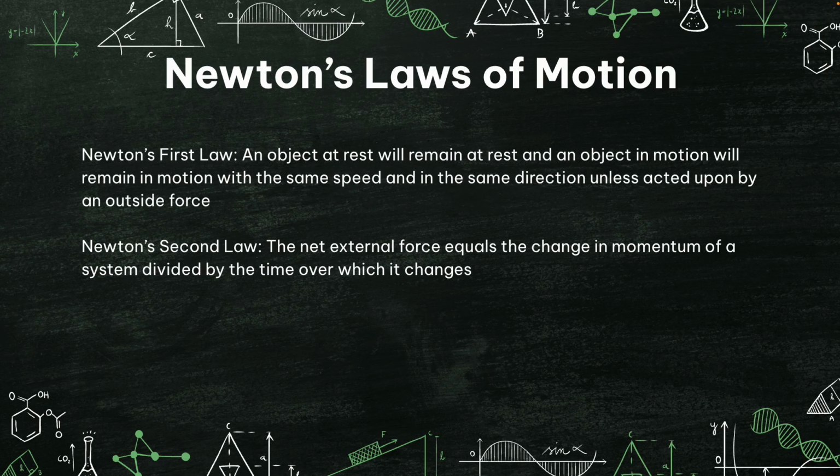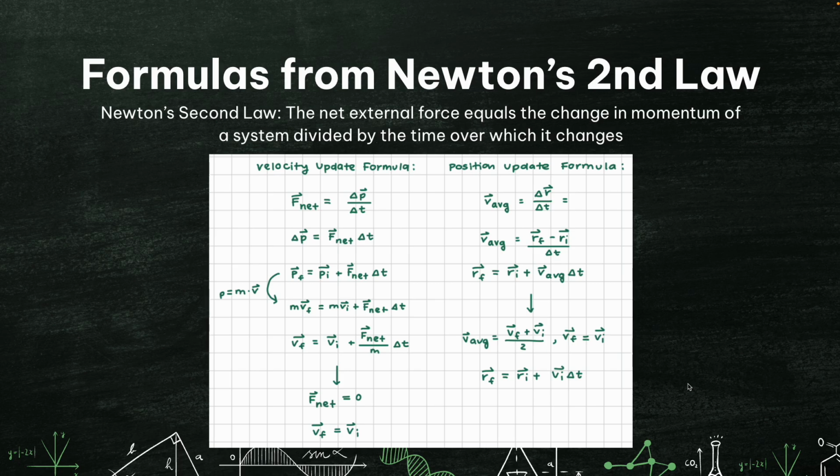Newton's first law states that an object in motion will remain in motion at the same speed and direction, which is also known as constant velocity, unless acted upon by an outside force. Newton's second law states that the net external force is equal to the change in momentum of a system divided by the time over which it changes. From this, we can derive two very important equations.